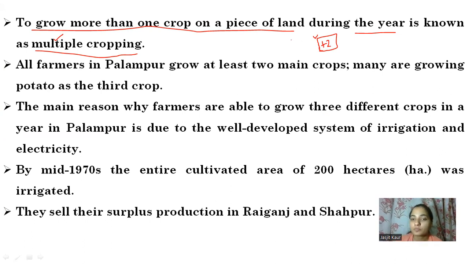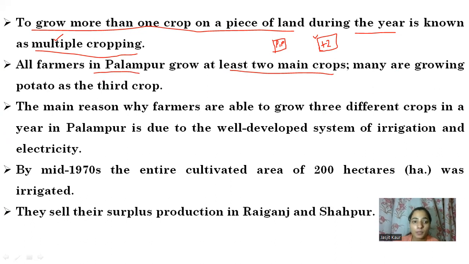Suppose this is a piece of land and I am growing potato in this land and also peas here. So here I am growing two crops simultaneously. That will be known as a multi-cropping pattern or multi-cropping. All the farmers in village Palampur grow at least two main crops. As we know, they are adopting the multi-cropping pattern, so they are growing two main crops.